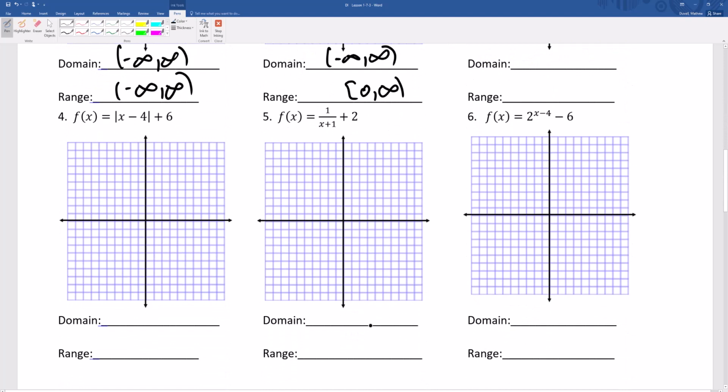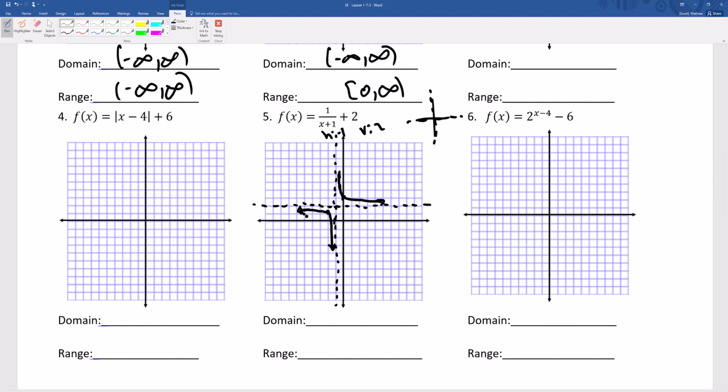For the rational, remember it has these vertical and horizontal asymptotes, and those get moved. So the horizontal shift is -1, my vertical shift is 2. So those are my new horizontal and vertical asymptotes. So I can draw my graph.